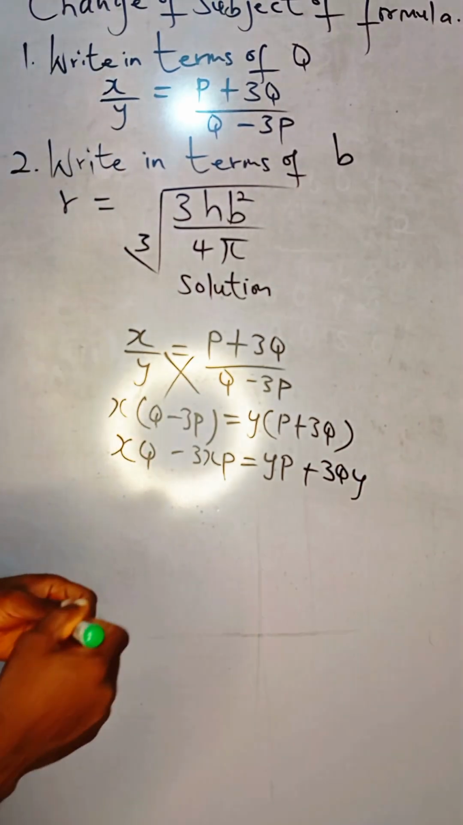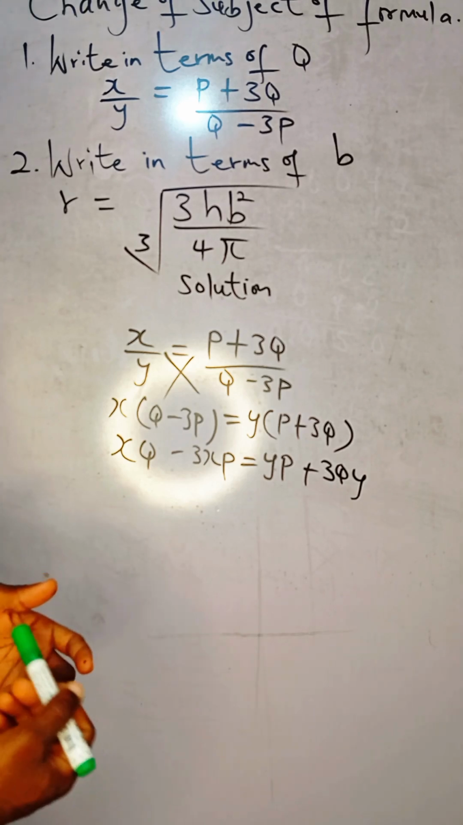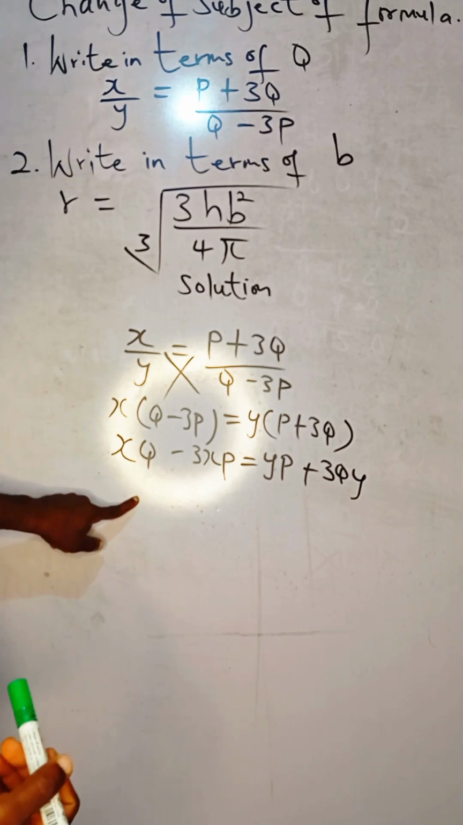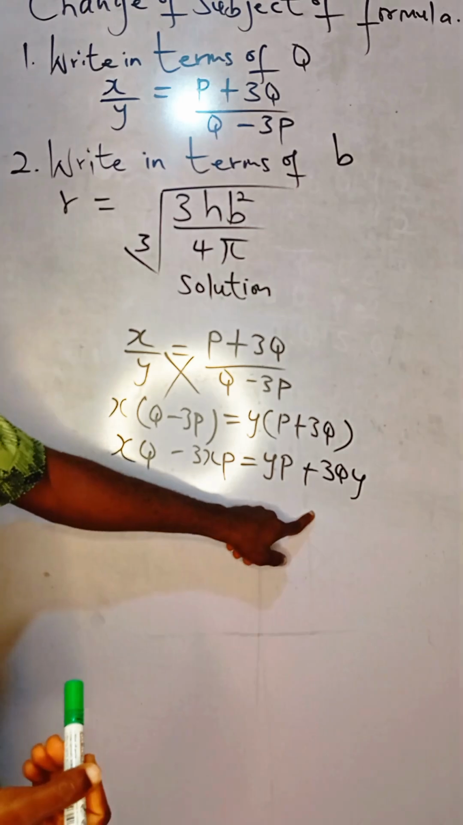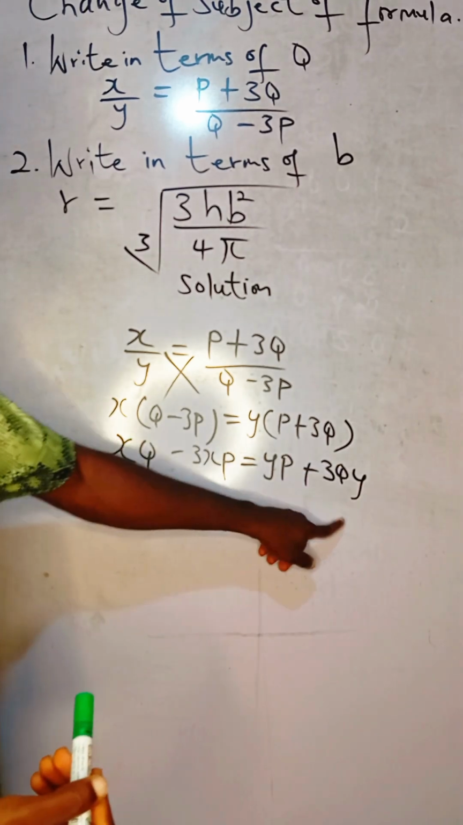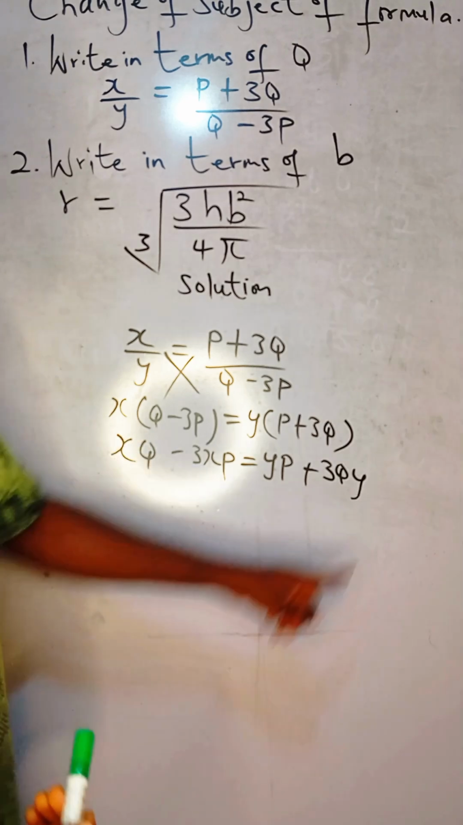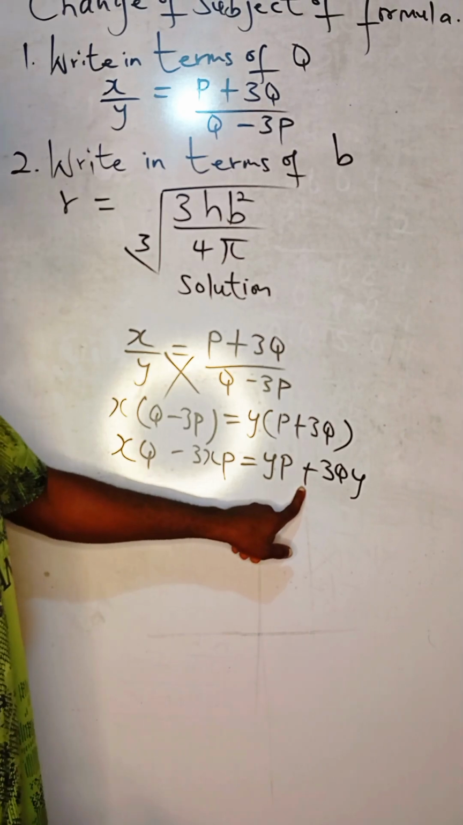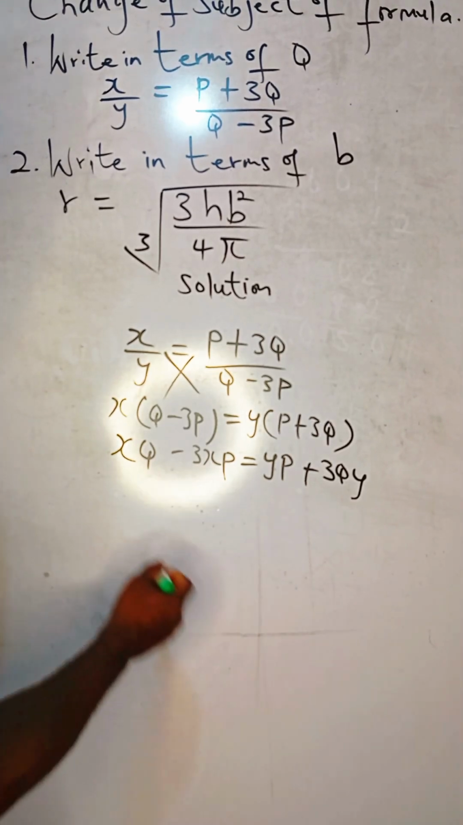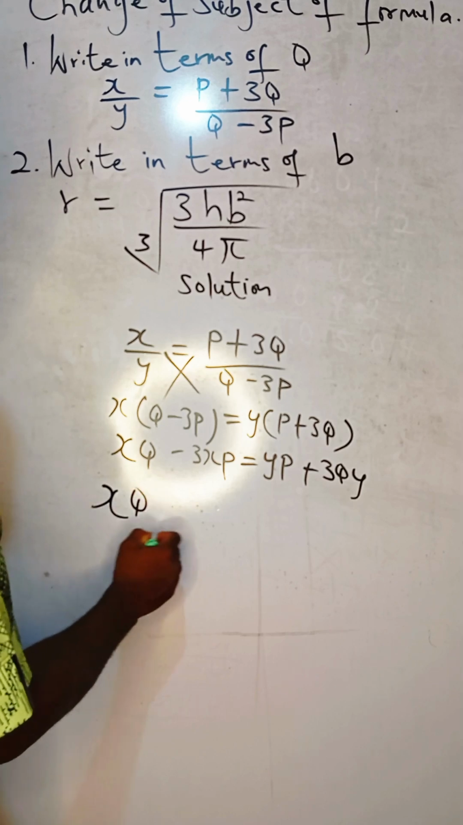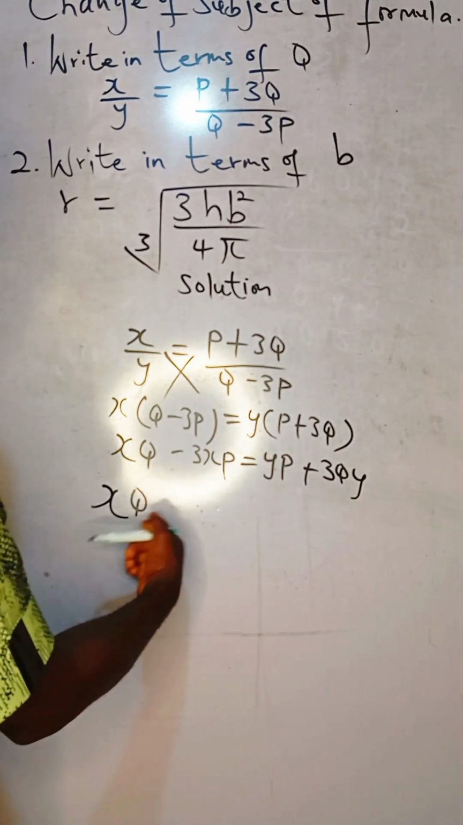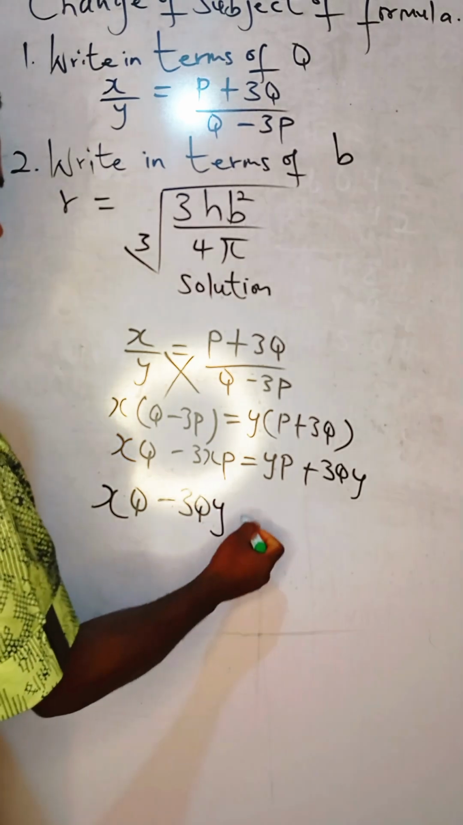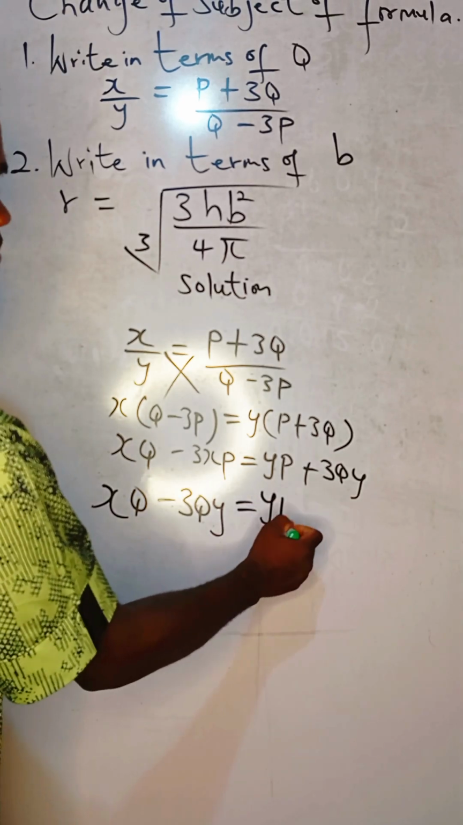Now at this point, I'll bear in mind that what I want to make the subject is still q. So this q is already here. I'll collect the next variable that has q, which is plus 3qy. I'll bring it to the left hand side. It will change from positive to negative. So I'm going to have xq, plus coming to the left is going to be minus, and I have 3qy, which is equal to yp.